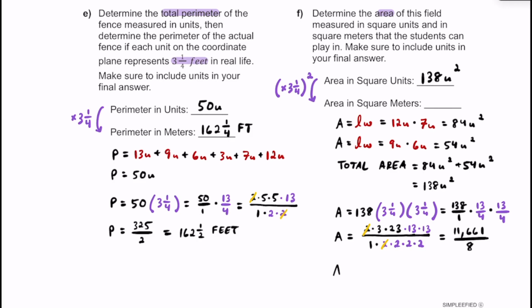Now, if you use long division to convert this improper fraction into a mixed number, we should get 1,457, and I believe the remainder is 5, so it should be 5/8. And this should be meters squared. So I believe this measurement in square meters is going to be 1,457 and 5/8 square meters. All right, so that wraps up that problem.